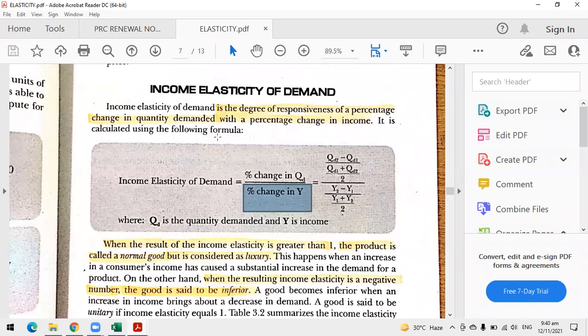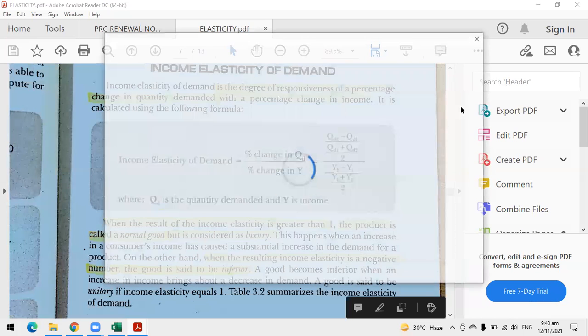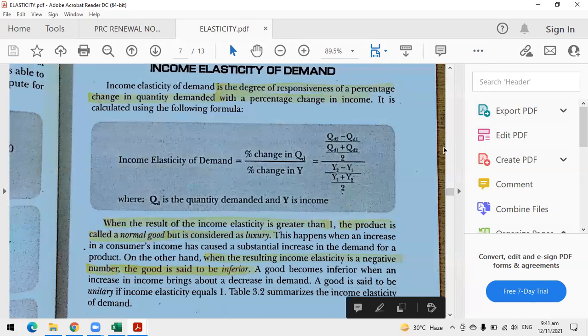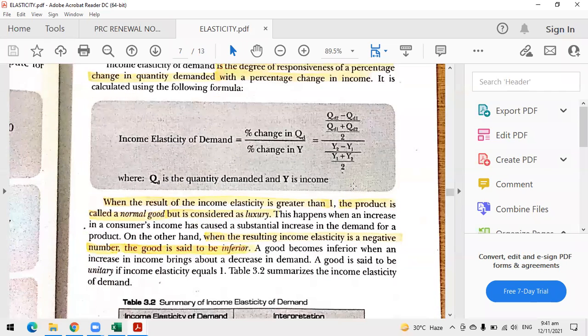Okay? So, yun yung sinasabi niya dito. Pero gaano? Ka-responsive ba siya? Okay? Gagalaw ba talaga siya or hindi? So, in this case, we have Y as income. Next. Yung formula is the same pa rin. It's a percentage change, meaning you will be dividing it first with the average. Mag-average at mag-average ka pa rin.